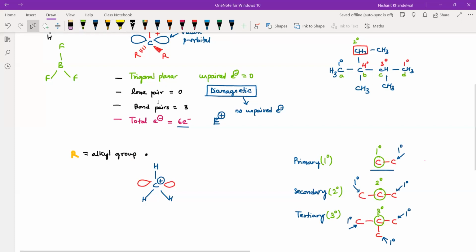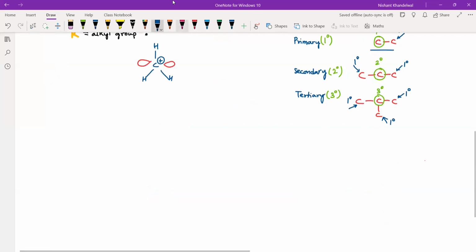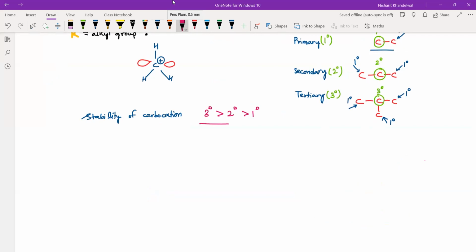So now for carbocation, the stability order is: tertiary is greater than secondary is greater than primary. This is the stability of carbocation. In your books you can see this: tertiary, secondary, primary, and then you just have to memorize this.